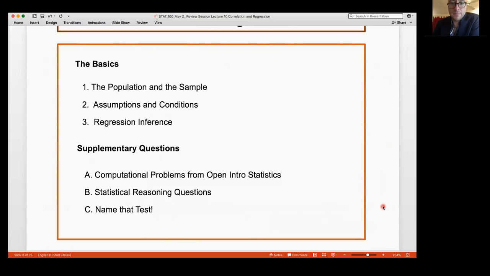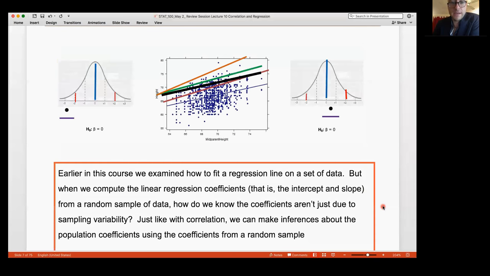And then we'll talk about some computational problems in the OpenIntro Statistics book and statistical reasoning questions. And we'll talk about naming that test if we have time.